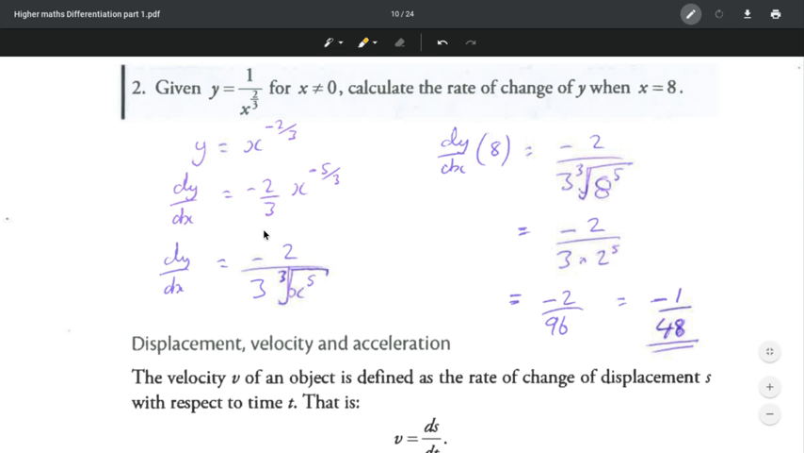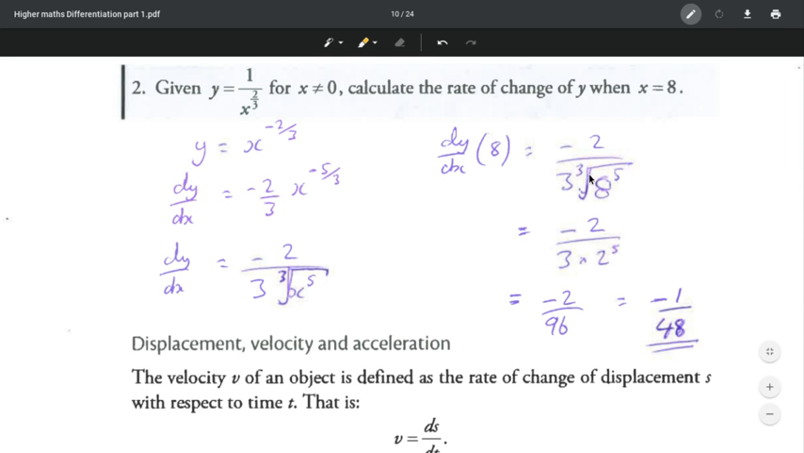So the negative 2/3 stays where it is. x to the power negative something would bring it down onto the denominator. x to the 5/3, well, x to the 5 would be the power. The third part of the fractional index, the 3 on the bottom, would tell us it's the cube root. So we'd have negative 2 over 3 multiplied by the cube root of x to the 5, which is what we've got up here.